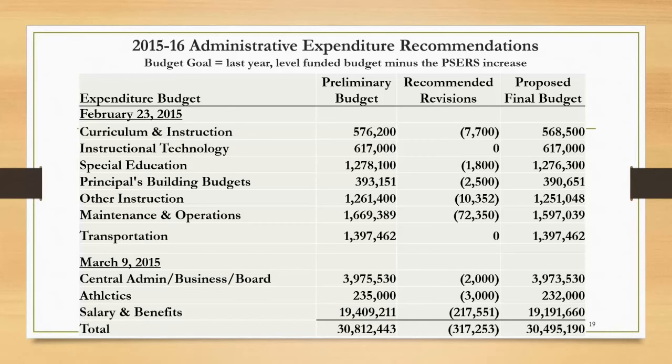The other reduction made was a nursing position. Currently there's 3 school nurses in the school district, 1 at the elementary school, 1 at the intermediate and middle school, and another one at the high school.